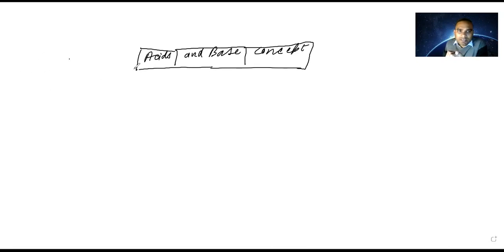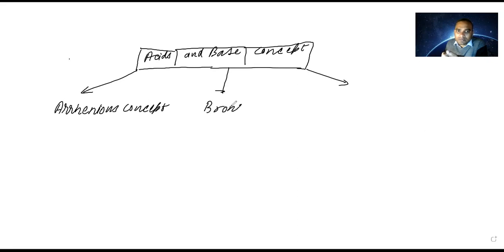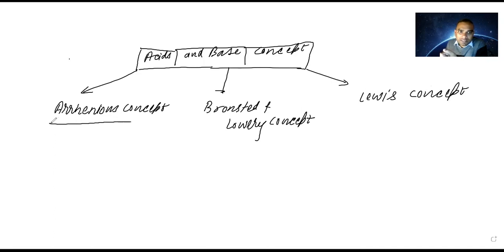If you talk about the acid base concept, they are broadly classified into three categories. The first is the Arrhenius concept. Another is the Bronsted and Lowry concept, generally only called the Bronsted concept. And the last one is the Lewis concept. First of all, let's look at the Arrhenius concept.